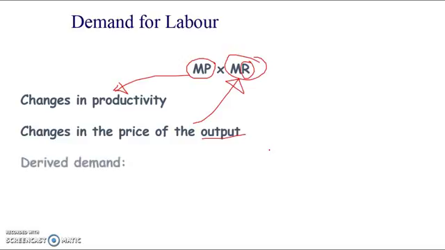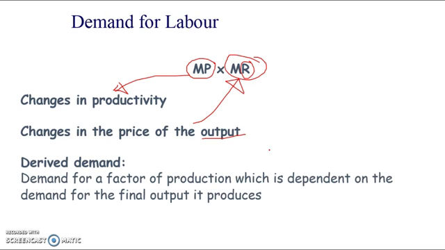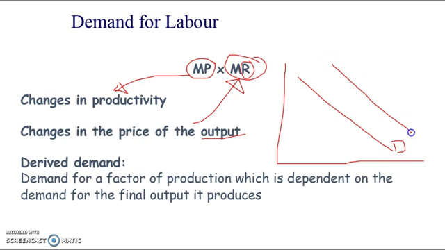And remember, labour is a special type of market because it is actually derived demand, and derived demand, the definition is demand for a factor of production which is dependent on the demand for the final output that it produces. So if we have, just draw a makeshift diagram here, if we have an increase in productivity, what it's going to do is shift the marginal revenue product, which is the demand curve, to the right, an increase in productivity.